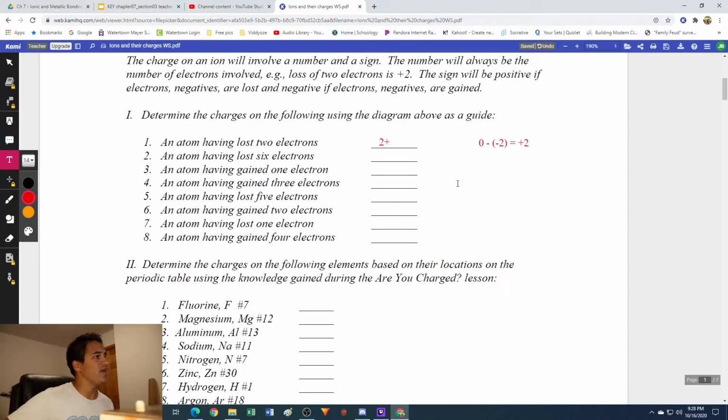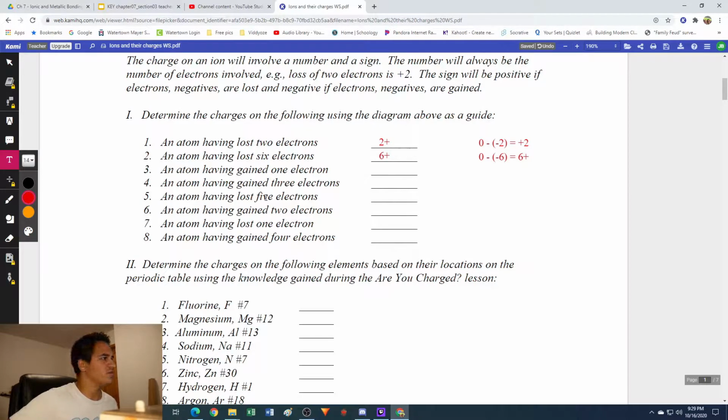All right, number 2, an atom having lost 6 electrons. So 6 minus negative 6 equals positive 6, right, or 6 plus. So this would have a charge of positive 6.